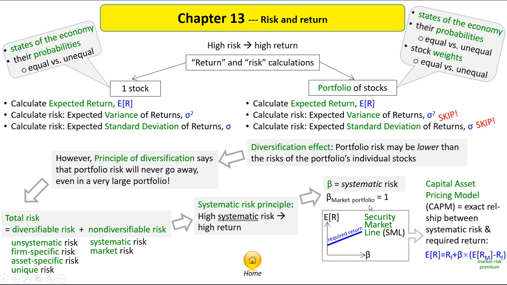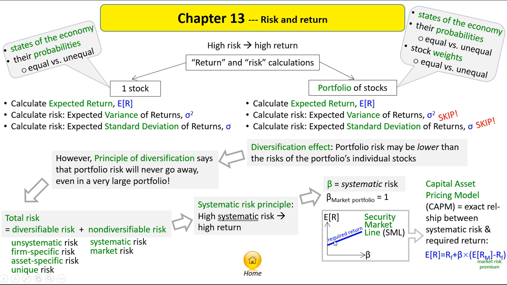That takes us to what is the exact relationship between the systematic risk and the required return. That's the capital asset pricing model, CAPM. So we have the systematic risk, or the beta, on the horizontal axis and the expected return on the vertical axis. Because we say high systematic risk, high return, the relationship is positive.